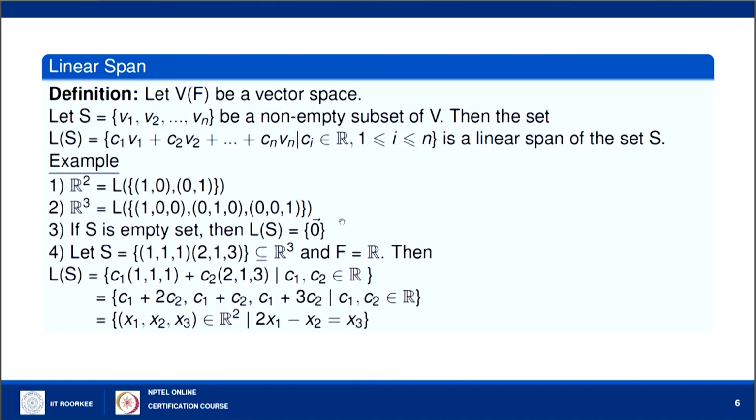Now, we come to another important definition, that is linear span. Let V be a vector space, and let S = {v1, v2, ..., vn} be a non-empty subset of V. So, S is a set of vectors where the vectors come from V. Then the set L(S), defined by c1 v1 + c2 v2 + ... + cn vn, that is, the linear combinations of vectors v1, v2, ..., vn, where all these coefficients c1, c2, ..., cn come from the set of real numbers, is the linear span of the set S.